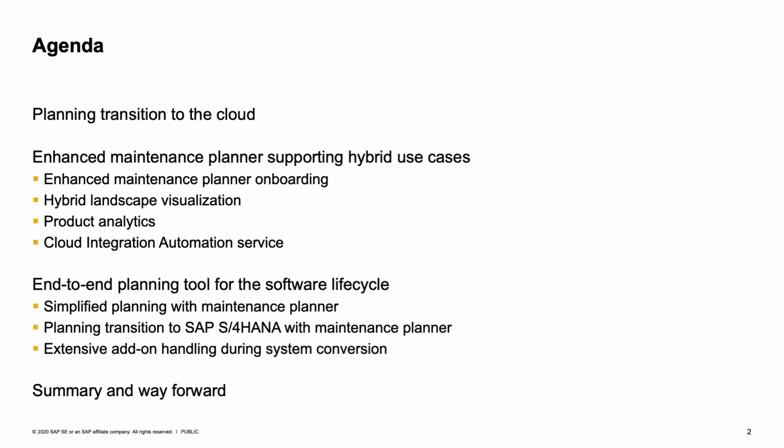So what we want to cover today is to start with the business context and motivation behind Enhanced Maintenance Planner supporting hybrid use cases. We will take a deeper look at the new features, hybrid landscape visualization, and product analytics. We also have demos covering these new functionalities. I would then touch upon key features enabling simplified planning and transition to SAP S/4HANA. And we will wrap it up with summary and the key takeaways for you.